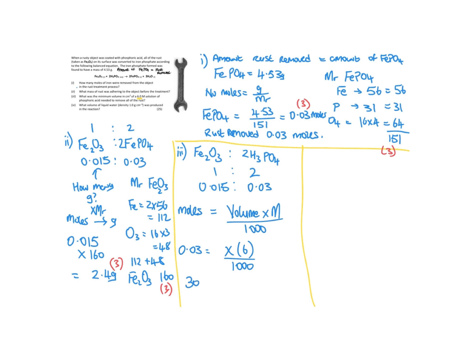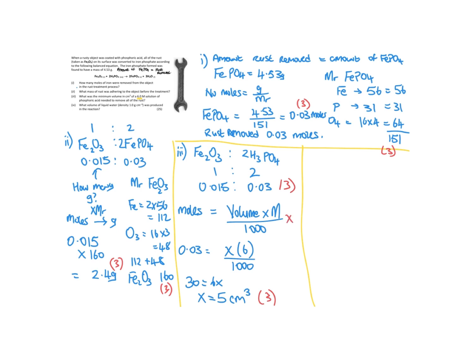So I know that 30 is equal to 6x, so x must be equal to 5. And that's 5 centimetres cubed because the question asks for your answer in centimetres cubed. So it's 5 centimetres cubed of 6 molar phosphoric acid that is needed to remove all of the rust. And there are 3 marks going for your balanced equation here and 3 marks for your final answer.